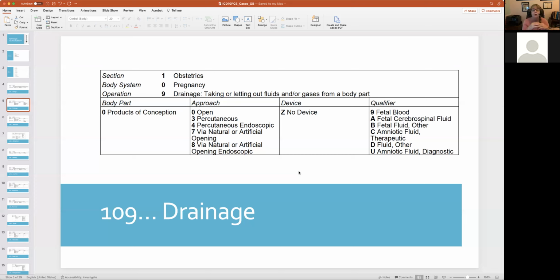Okay, and I don't want you to be fooled by the term drainage, because we're not taking out all of the amniotic fluid. We're not taking out all of whatever liquid fluid. All right, it's typically a sampling for further testing or whatever purpose. Okay, make sense? All righty then.